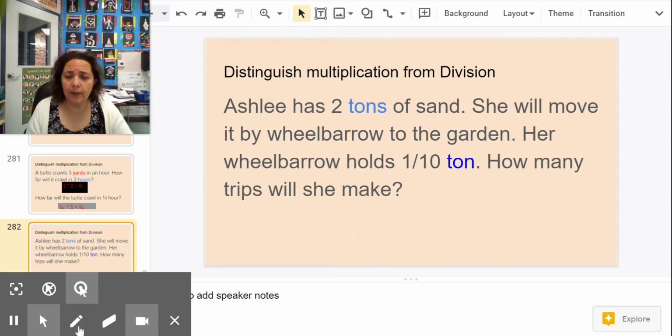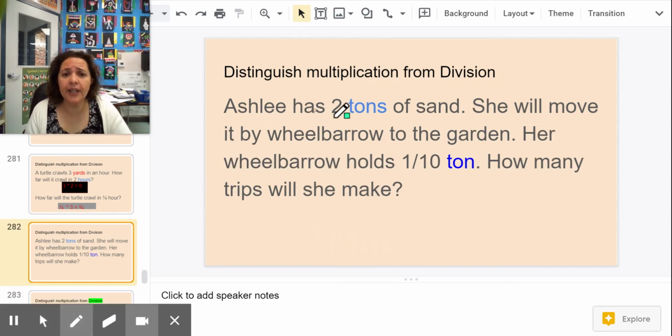Okay, let's look at our next example. Ashley has 2 tons of sand. She will move it by wheelbarrow to the garden. Her wheelbarrow holds 1/10 of a ton. How many trips will she make? Right here, Ashley has 2 tons of sand. She has, so they're giving me the total, right? Has 2 tons. This is my total amount. So I think it's division. I'm going to look at the numbers. What's after the number? Tons. What's after this number? Ton. They have the same label, and I have the total. So I believe this one is going to be division.